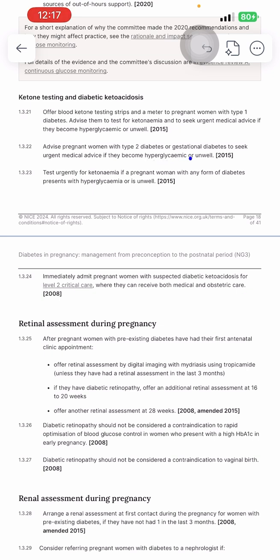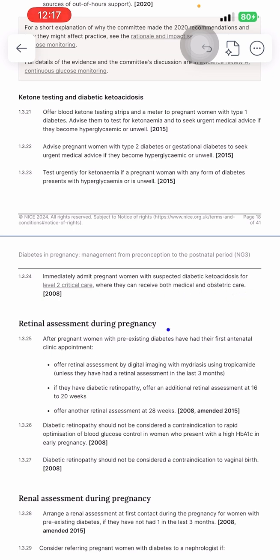But in type 2 diabetes and gestational diabetes mellitus, we will not routinely advise the patient to check her ketone level, but tell the patient that if her glucose level is too high, more than 11 millimole or more than 200, then she should come to hospital immediately, and we will check her ketone level. Test urgently for ketonemia if a pregnant woman with any form of diabetes presents with hyperglycemia or is unwell. Immediately admit a pregnant woman with suspected DKA to a setting where she can receive both medical and obstetric care.